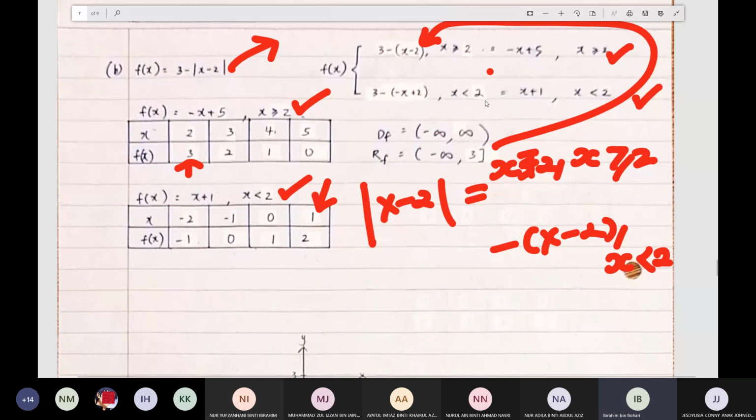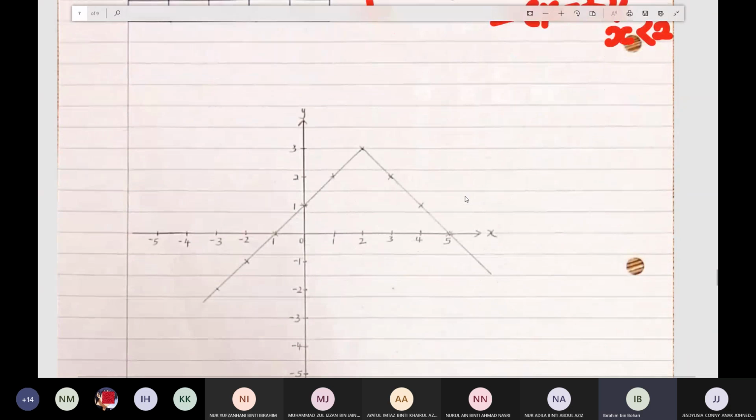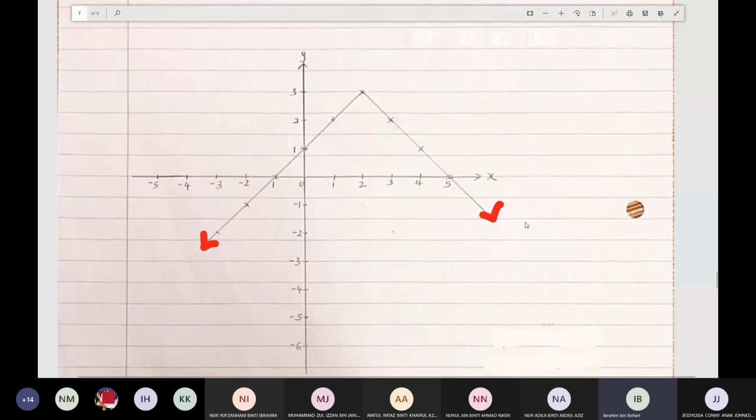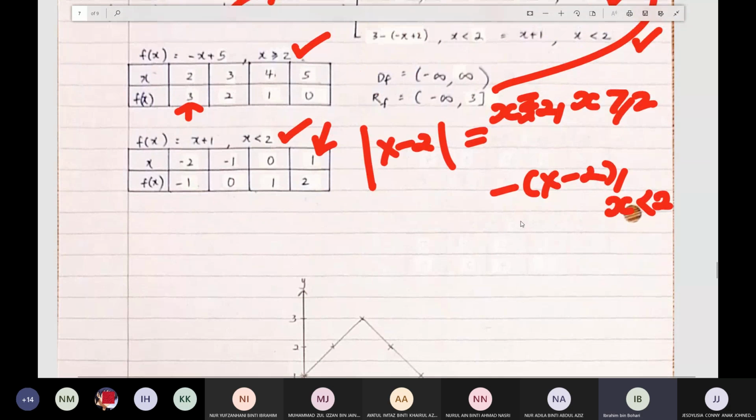Okay, and then you plot all the points. So the vertex of the absolute value function here at 2, 3. And you put the arrow here. Okay, and you check the answer. Mana dia punya domain? Ada jawapan ke atas. So domain of the function here is all the real numbers, negative to the positive infinity. And the range of the function, negative infinity to 3 using the semi-open bracket.